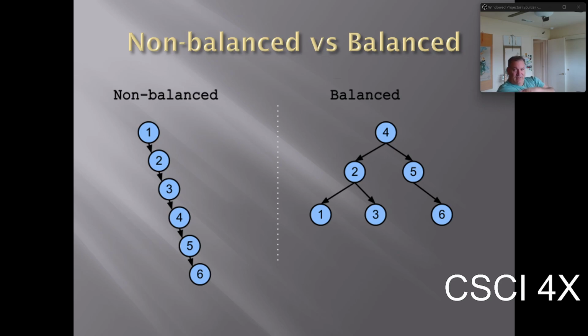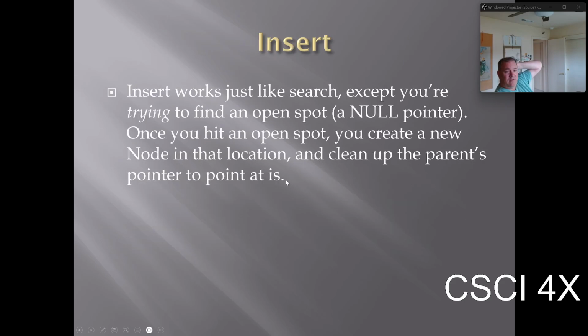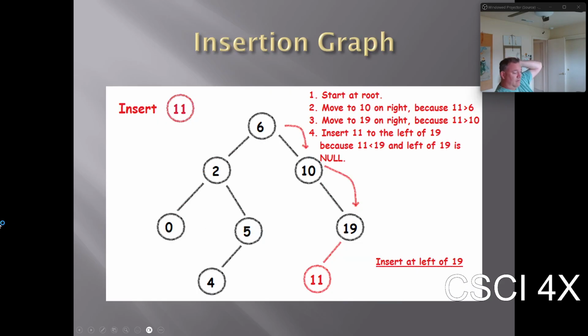You guys understand the difference between balanced and unbalanced? Worst case scenario, if you're deleting 6, you have to go all the way down to the end. With a balanced tree, you only have to go down log n times. Okay. You guys understand? Balanced, unbalanced. Yeah. So if we're inserting 11, go to the right, go to the right, go to the left. Hey, there's an open spot. Insert.